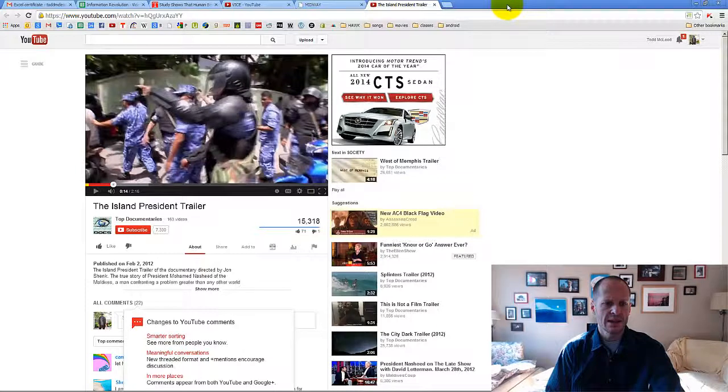There's also the Island President trailer, which is another fantastic movie about global warming and rising sea levels, and how the Mentawai Islands, the Mentawai Nation, is going to be underwater pretty soon because of rising sea levels, and that nation is no longer going to exist. So check that out. It's a fantastic movie. The Island President. At least go watch the trailer.